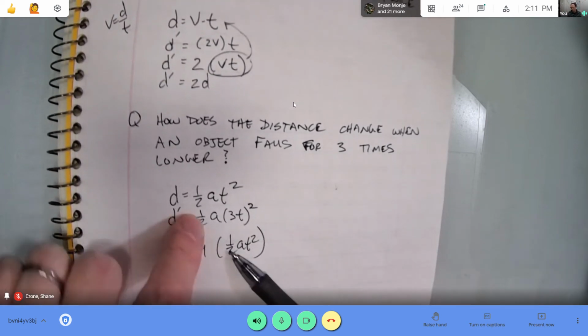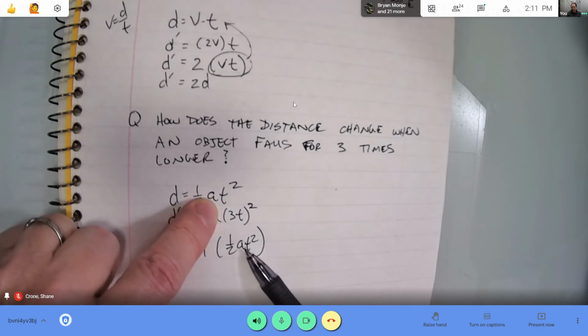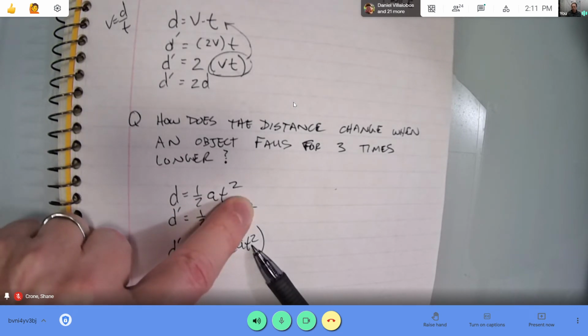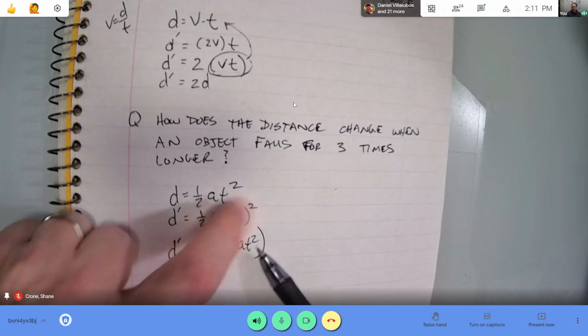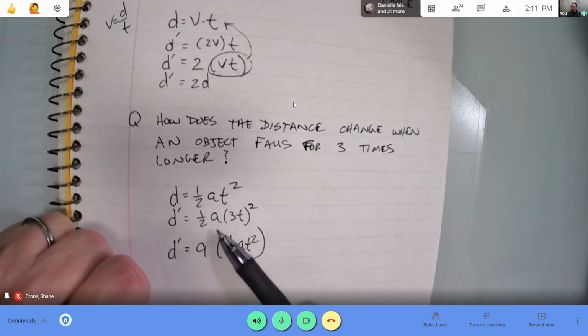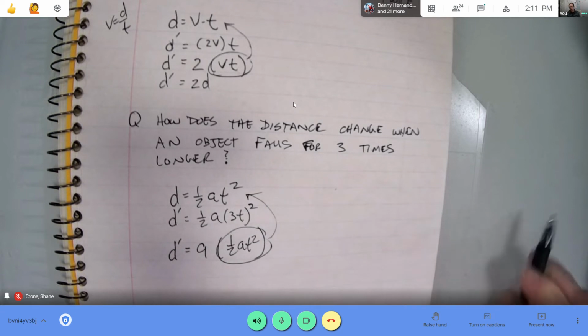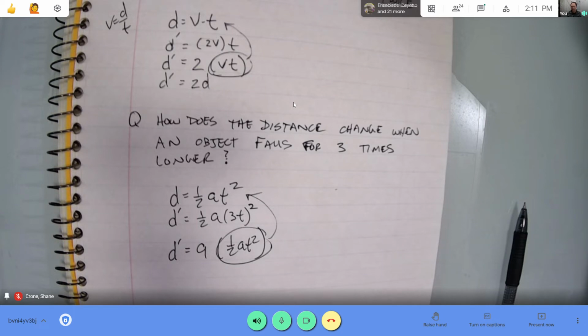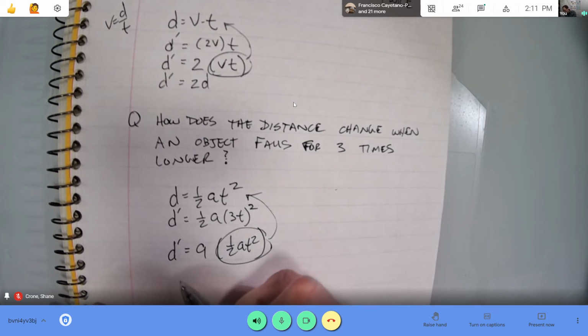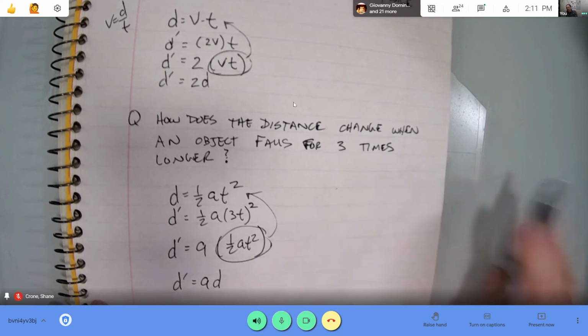So look, here's the 1/2. Here's the a. There's t squared, and then also 3 squared, which is out here in front. So everybody who was there in the new equation is still there, but I have separated what was the original equation, so that I can see what was the change. The change was 9. It was 9 times. The distance will be 9 times greater if we triple the time. And my final statement would look like this: d prime is equal to 9 times the original distance.